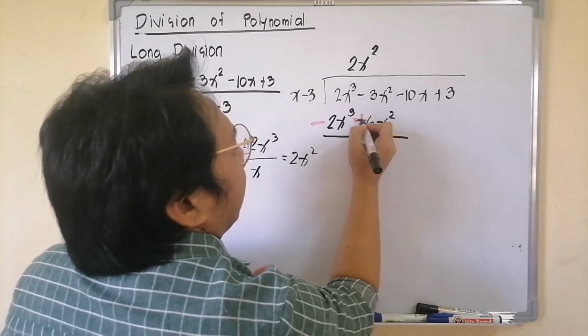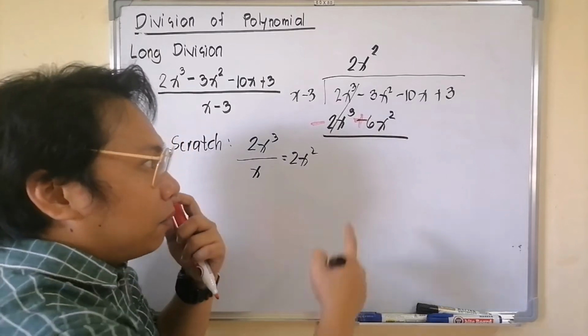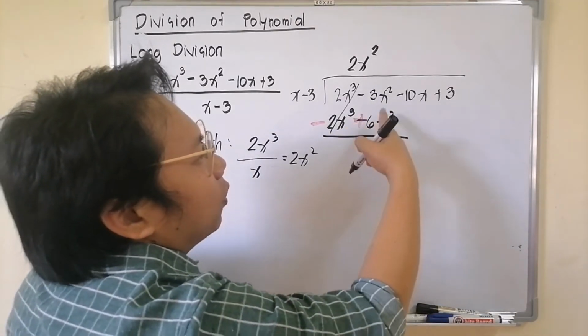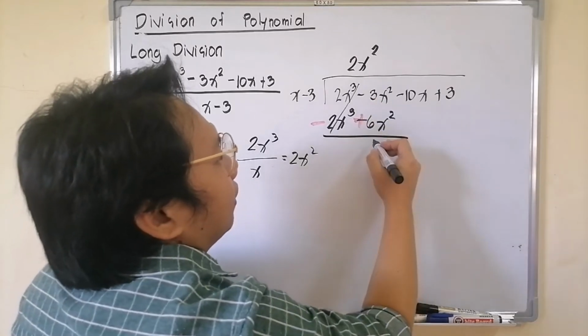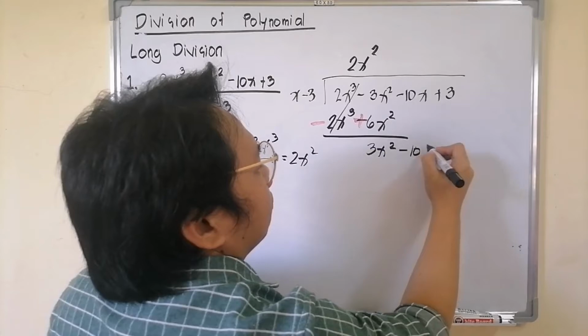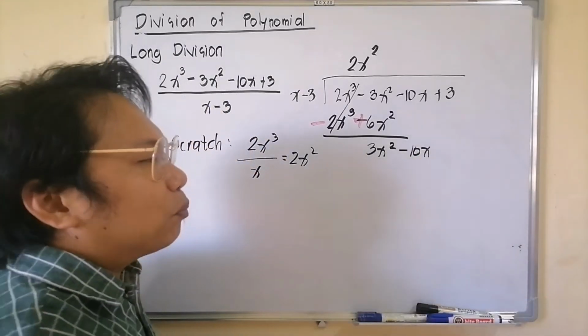You have now 0, this 0, negative 3 plus 6x squared. We have already changed the sign. This will give you now 3x squared, then bring down negative 10x. So repeat the process.